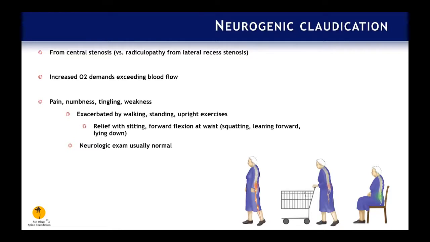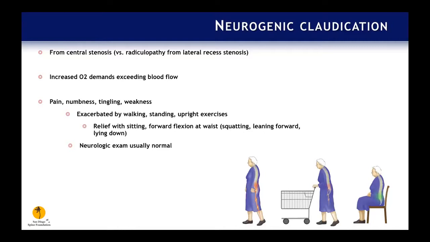In comparison to lateral recess stenosis, which we'll also define anatomically, central stenosis usually happens in bilateral lower extremities, causing neurogenic claudication. These patients typically complain of pain, numbness, tingling, and weakness in their back and their lower extremities, usually bilaterally, that is exacerbated by walking, standing, upright exercises, any sort of prolonged walking. And you can see the typical shopping cart sign that we learn about. These patients get relief with sitting down and forward flexion.